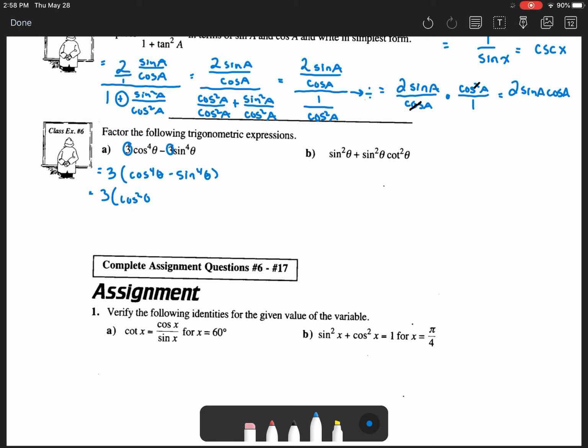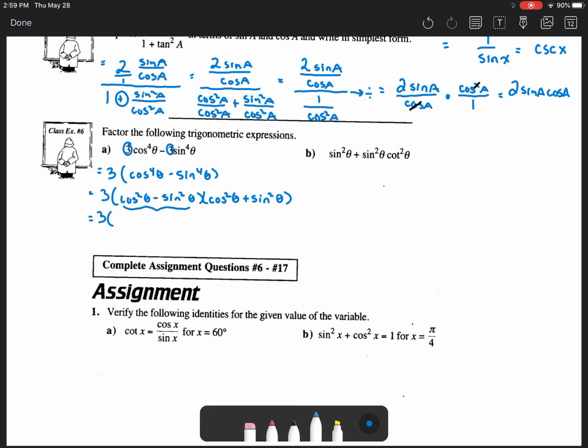Now this is actually a difference of squares. I can take the square root of each of those terms. So this is going to be cos squared of theta minus sine squared of theta, and then cos squared of theta plus sine squared of theta. Now again, at this point, a lot of students are very happy, like, oh, I took out a greatest common factor, I've done a difference of squares, I did a great job, I must be done. And you are right, you did a great job, but we're not done yet.